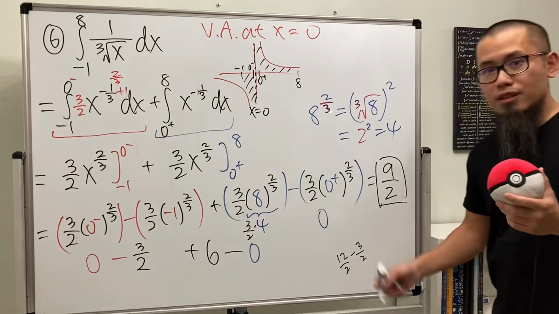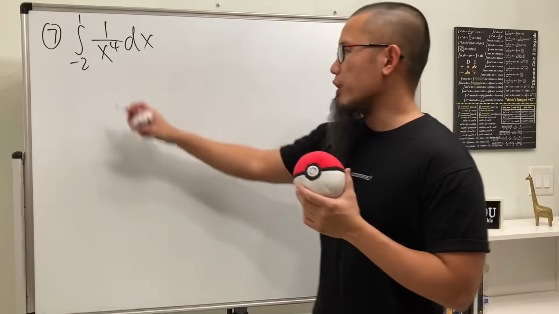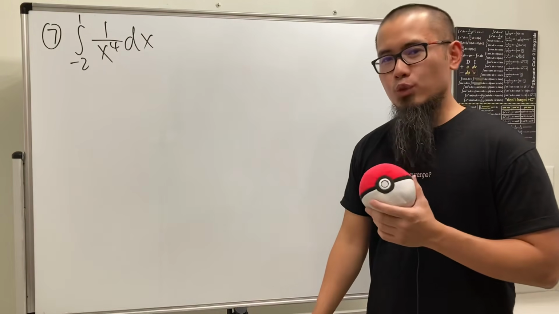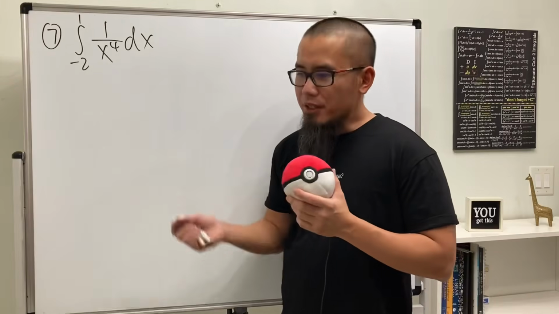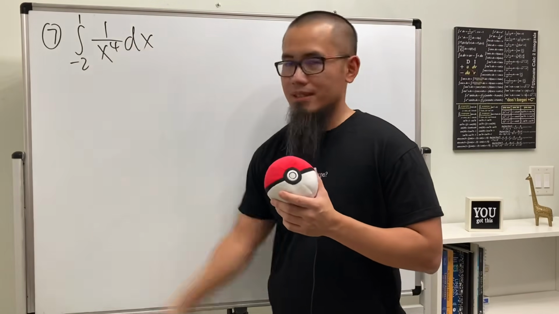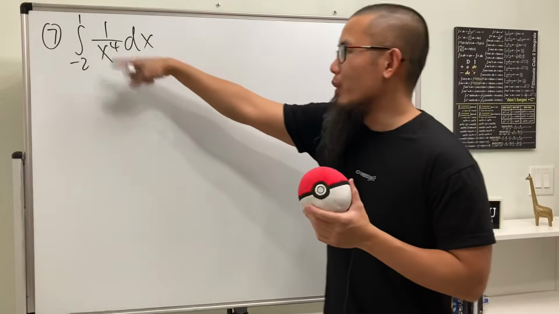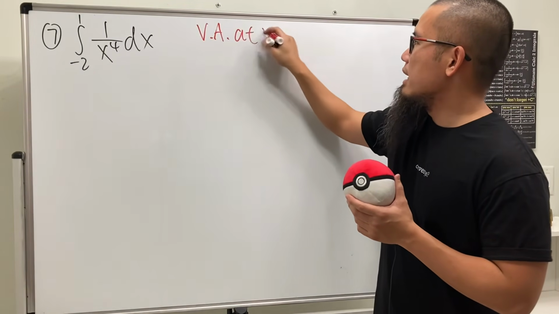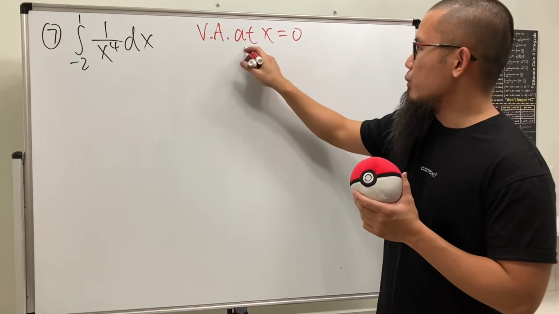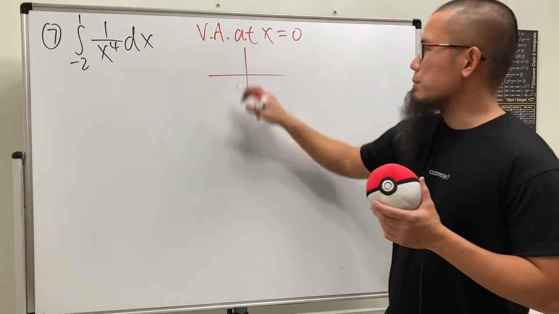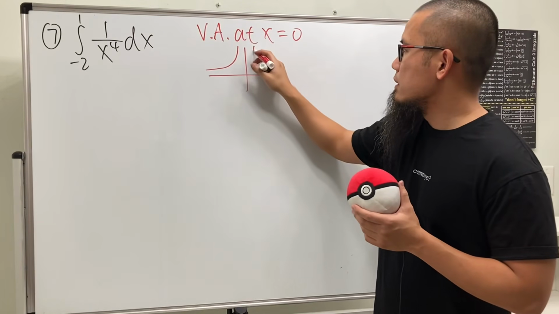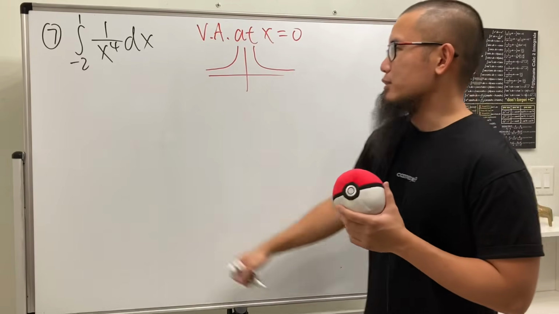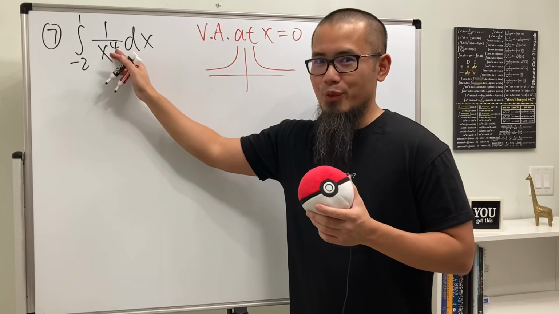Yeah, so that's it. For number 7, we have the integral going from -2 to 1 of 1/x to the 4th power. This is similar to what we did earlier because the vertical asymptote is not at the endpoint. It's actually at 0, somewhere in between. So let's indicate that vertical asymptote at x equals 0. If you want to see the graph for 1/x to the 4th power, it looks something like this, like a volcano, very similar to the example that we did in class. In fact, I just changed the 2nd power to the 4th power.